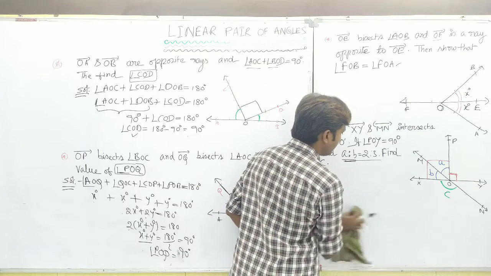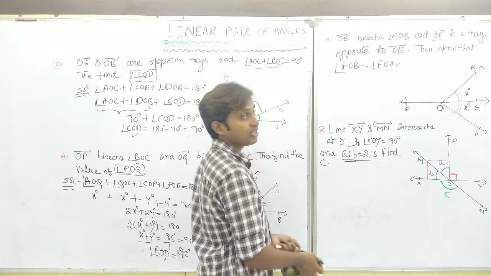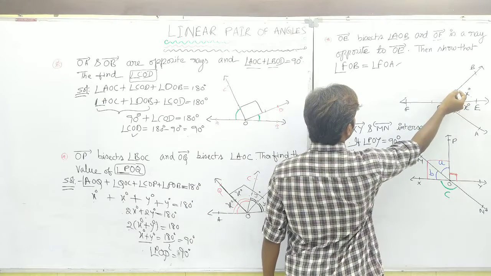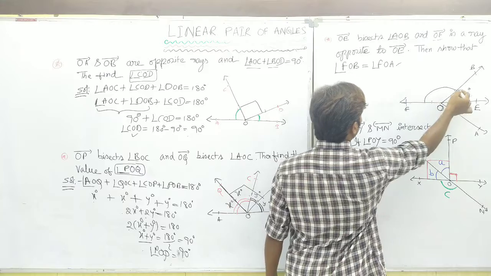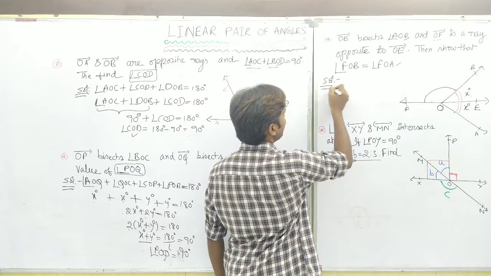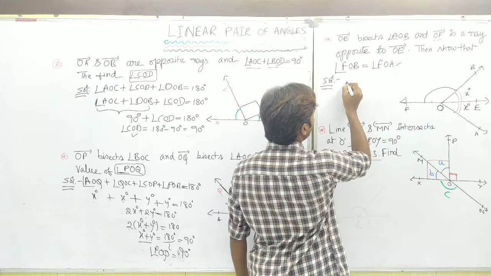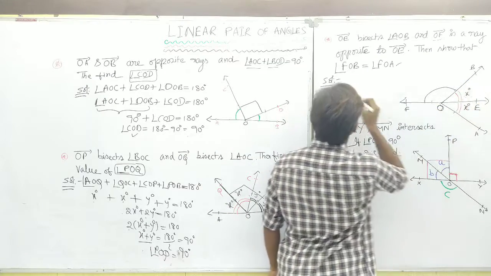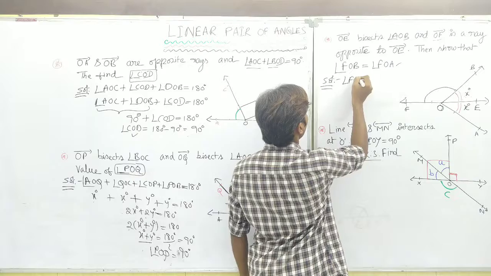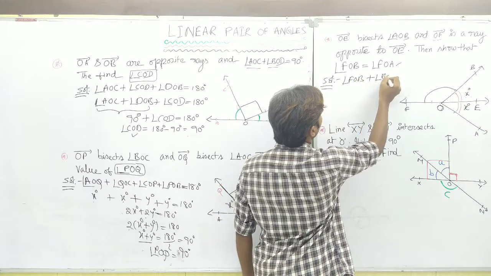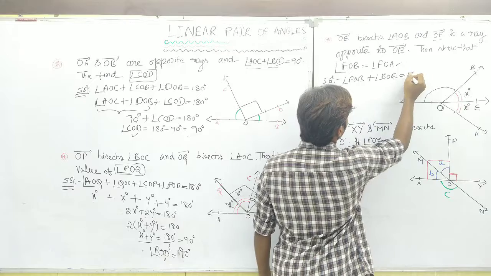So what is the condition for a linear pair? The angles should be adjacent as well as supplementary. So therefore, this angle and this angle are a linear pair. See here, I am writing the solution. Since those are a linear pair, which ones? Angle FOB and BOE. Angle FOB plus angle BOE equal to 180 degrees.